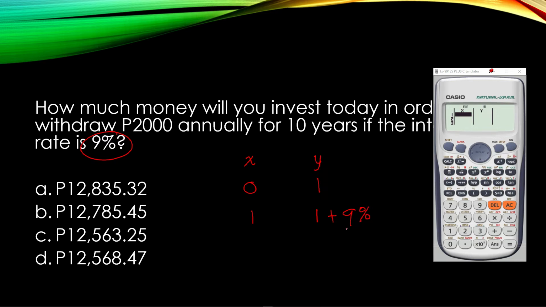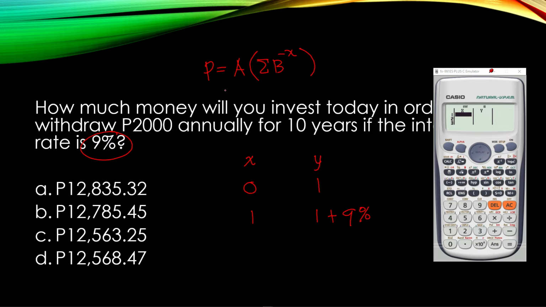Okay. Now, we have to remember na meron tayong concept, di ba? P is equal to A times the summation of B raised to the power of negative X. Okay? Yun yung request natin, di ba?